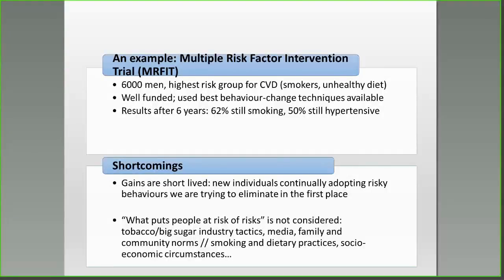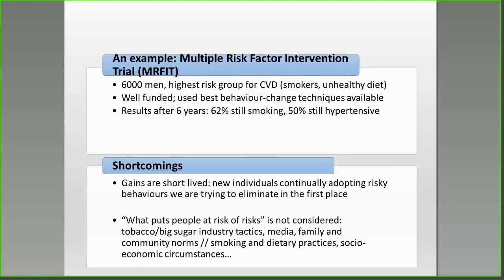A very good example of an intervention that was based on issues and risk factors is the Mr. Fit intervention trial, which was done in the 1970s. This trial involved 6,000 men that were at the highest risk for cardiovascular diseases. It was a very well-funded intervention. It used the best behavior change techniques available at the time. But despite all of this, the results were not very satisfying. After 6 years, there were still 62% of men that were smoking, and 50% were still hypertensive.